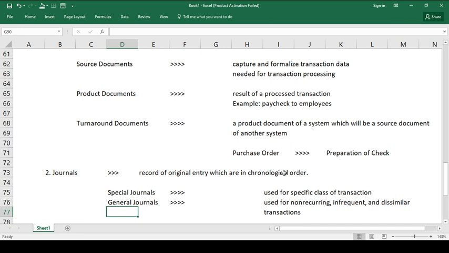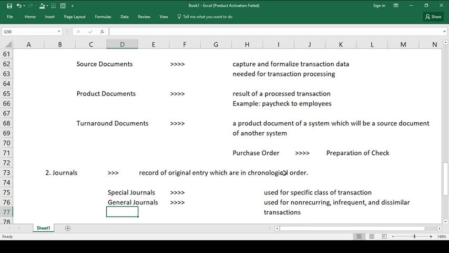The general journals naman are used for non-recurring, infrequent, and dissimilar transactions. Yung hindi pwedeng i-record sa sales journals, sa purchase journals, sa cash disbursement journals, or sa cash receipts journals, doon po natin i-record sa general journals. Example of this is the recognition of doubtful account expense and the recording of depreciation expense. These are non-recurring, infrequent, and not totally the same with the sales transactions, purchase transactions, cash disbursement transactions, and cash receipts transactions.